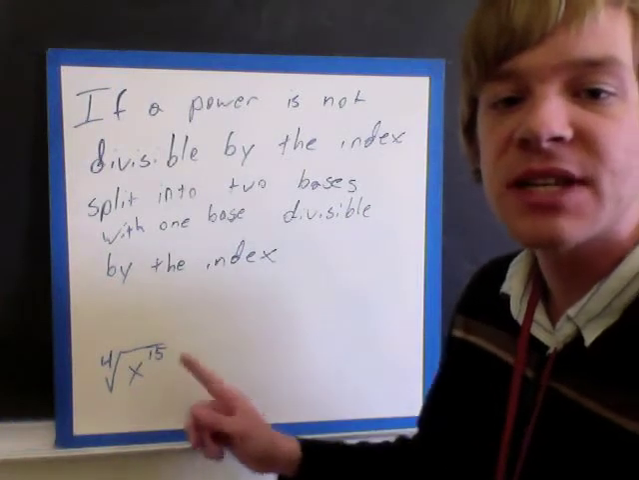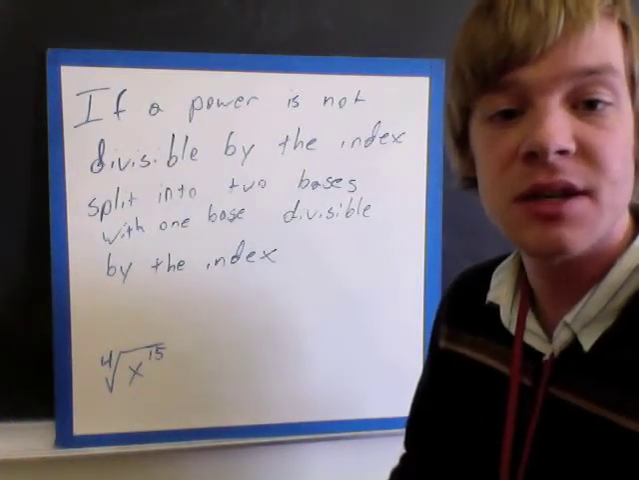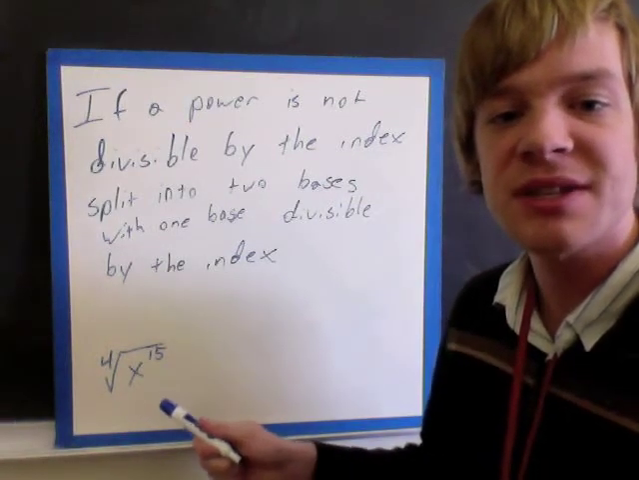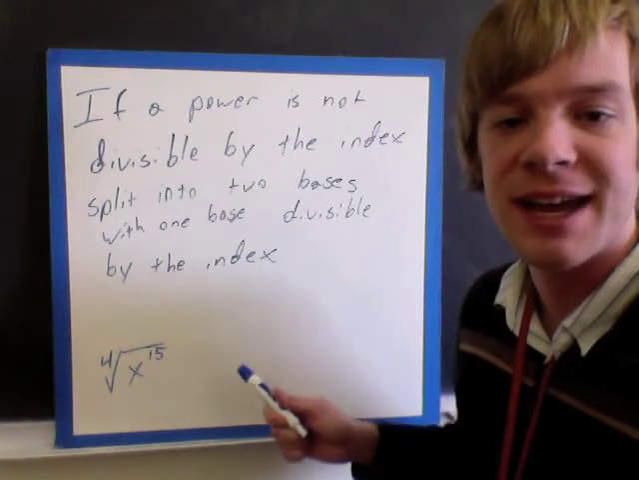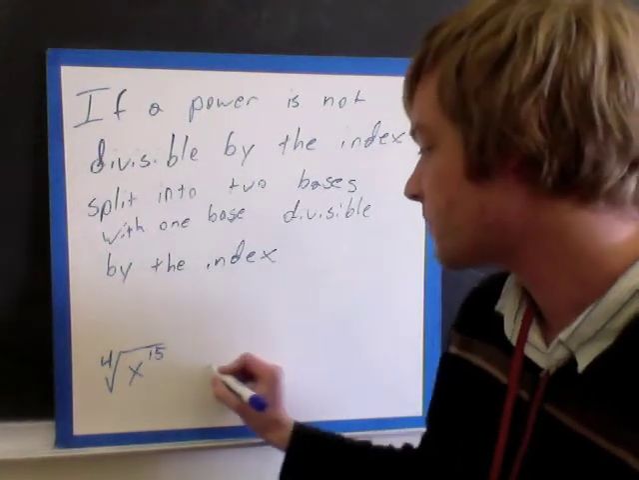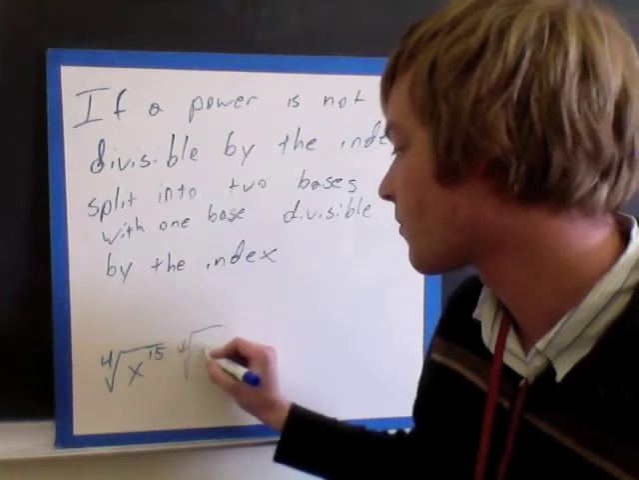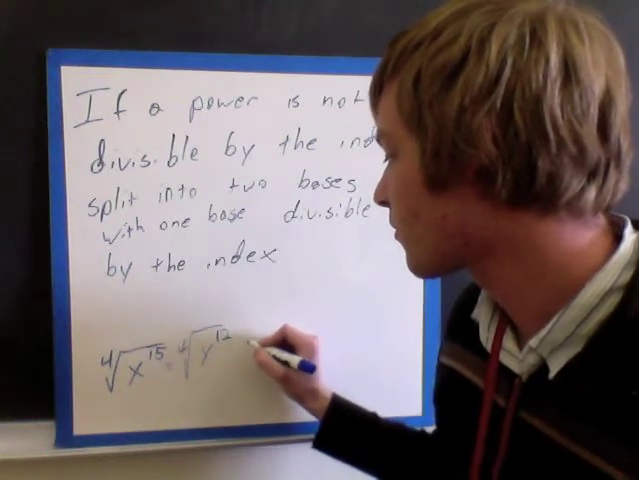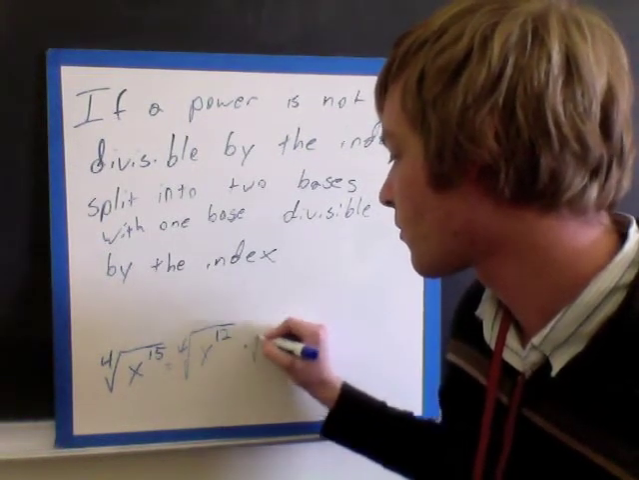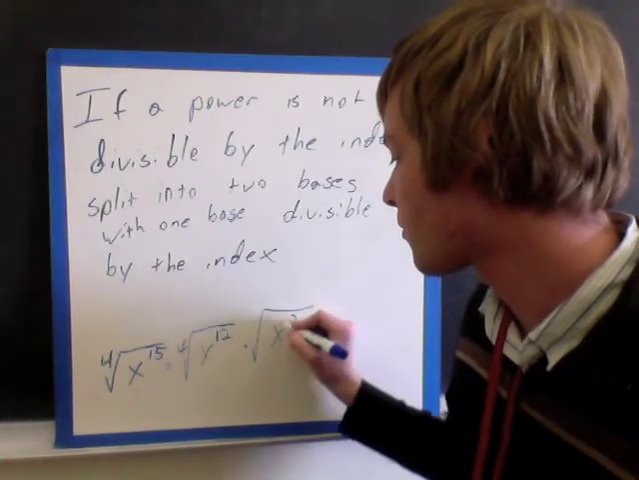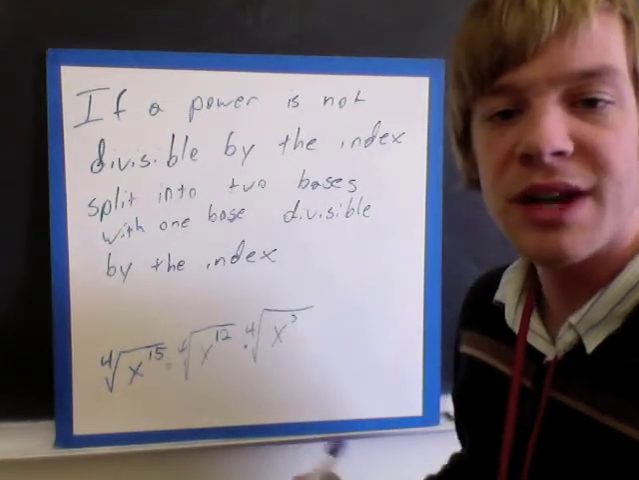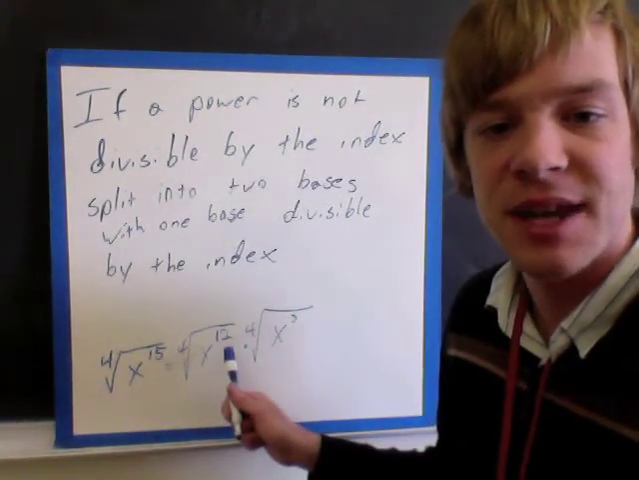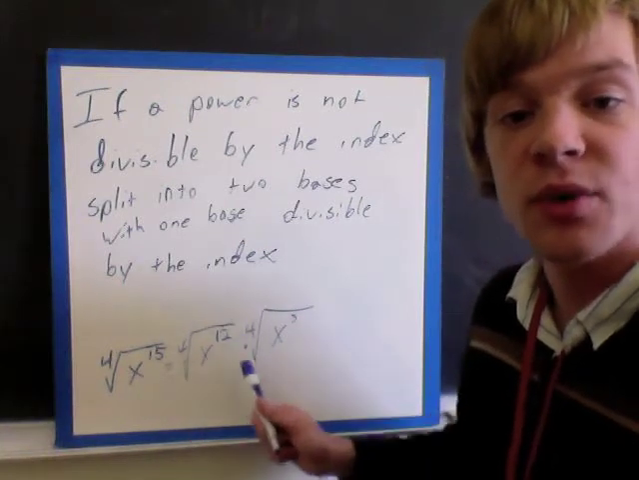So for instance, 15 is not divisible by 4, but the biggest number that's less than 15 that is divisible by 4 is 12. So I'm going to split this into x to the power of 12 and x to the power of 3. So now we have one radicand here that has a power that is divisible by 4, and our other one is not.